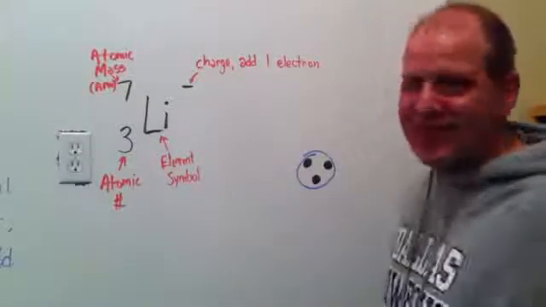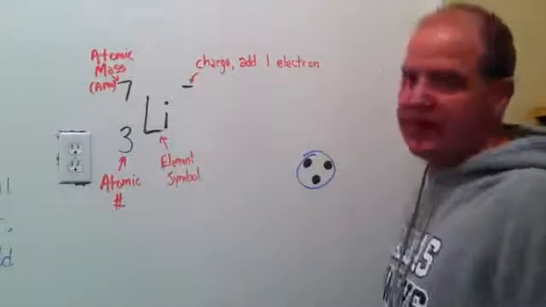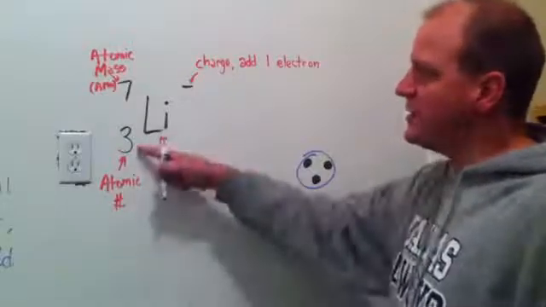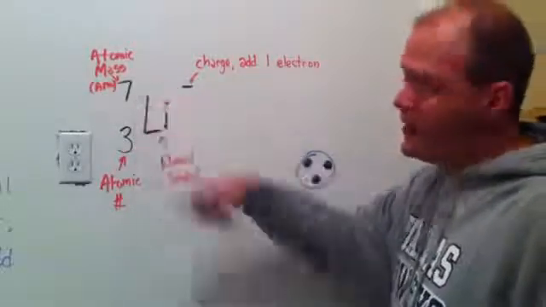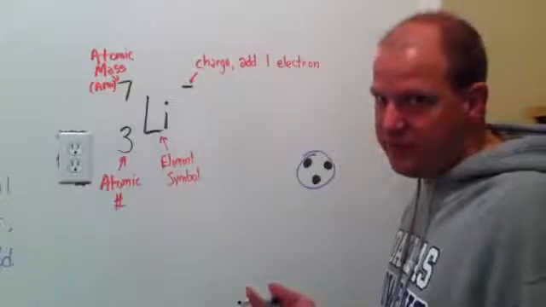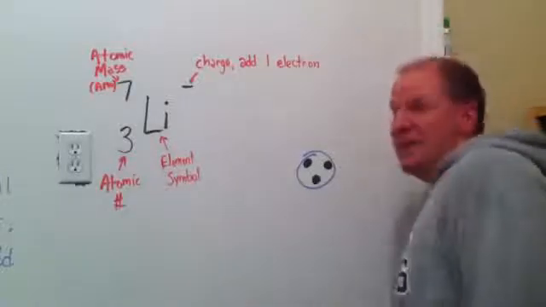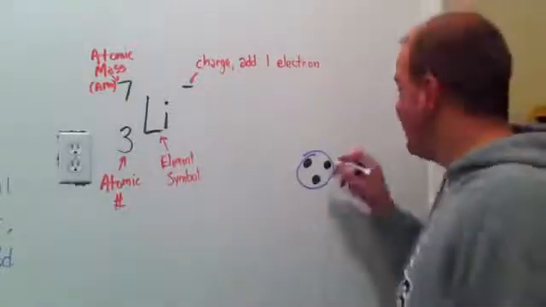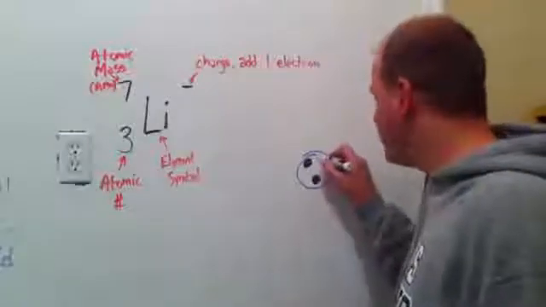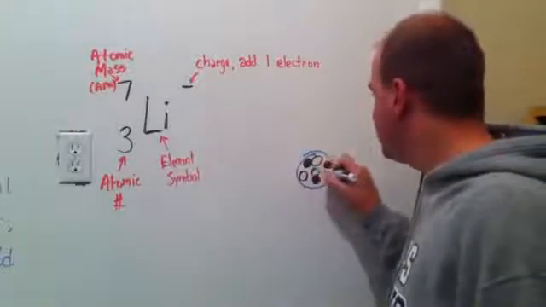Alright, so then I got to solve for the number of neutrons. Now to get the neutrons, I take the atomic number and subtract it from the atomic mass. So 7 minus 3 gives me... It's 4. Good, I'm glad she's here because I'm terrible at math. Alright, so we've got 4 neutrons. So let me draw 4 neutrons in here.